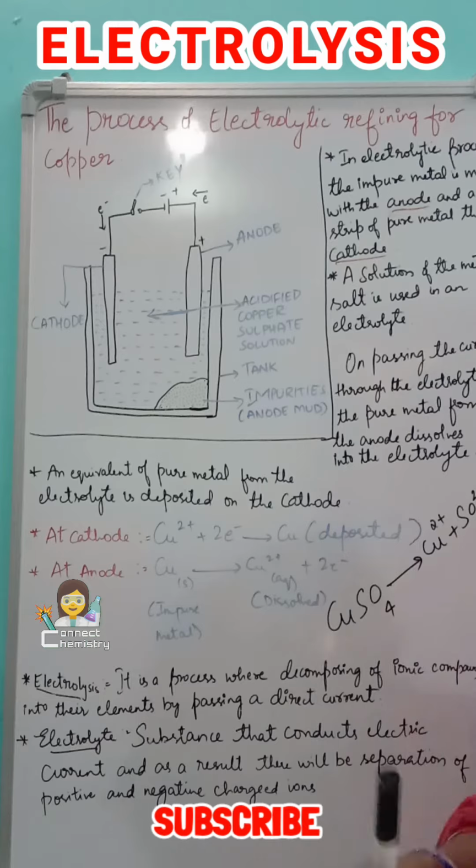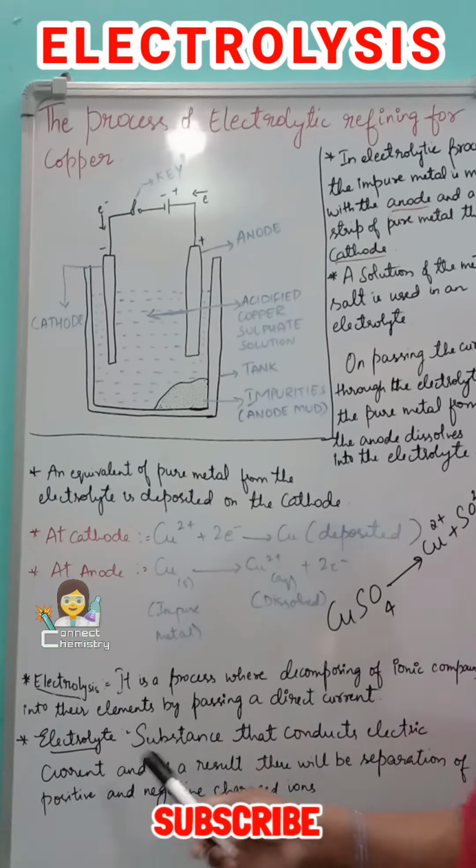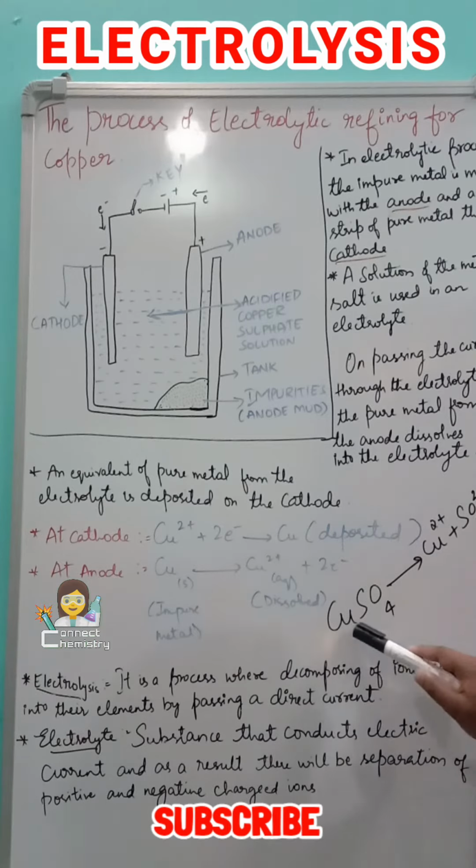So what happens in this process is the breakdown of bigger ionic compounds into their elements by passing direct current. If I take the example CuSO4, this is a bigger compound, and on passing electric current, this compound separates and becomes Cu2+ and SO4 2-. This copper comes in its elemental form.